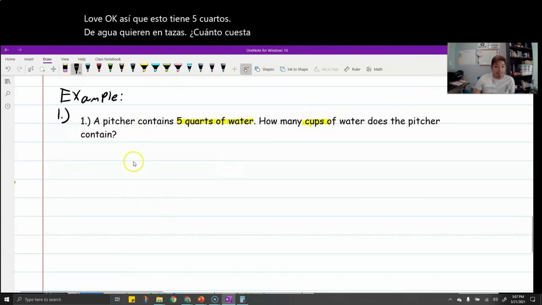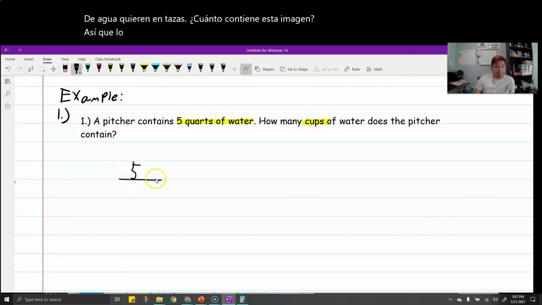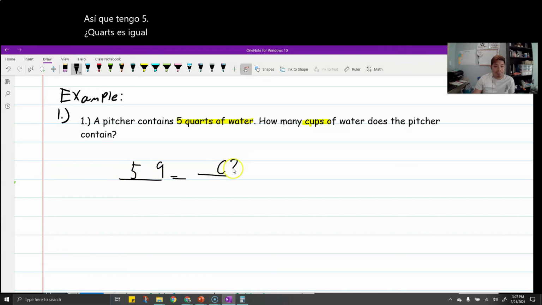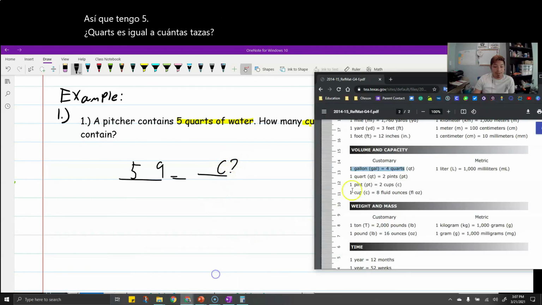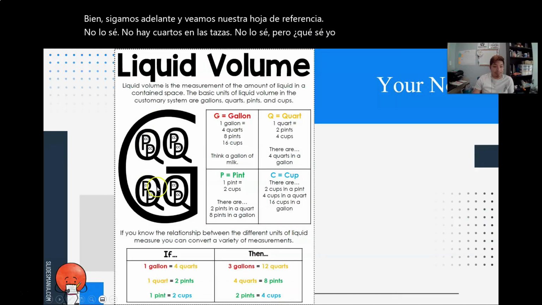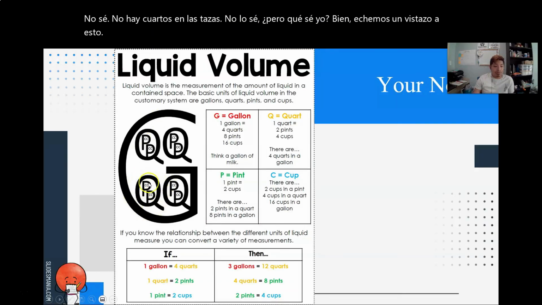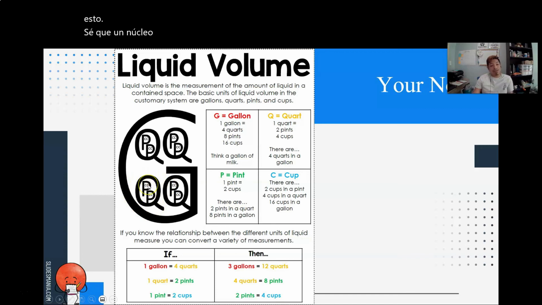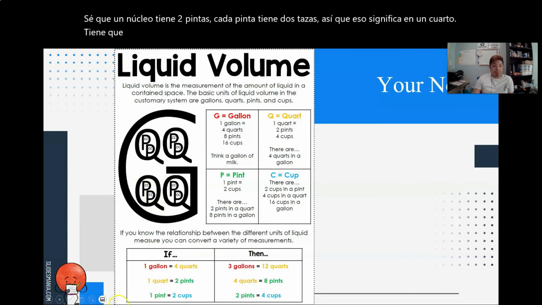Okay, so I have 5 quarts equals how many cups? Well, let's look at our reference sheet. There's no quarts to cups. I don't know that. But what do I know? I know 1 quart has 2 pints. Each pint has 2 cups. So that means in 1 quart, there has to be 1, 2, 3, 4 cups.